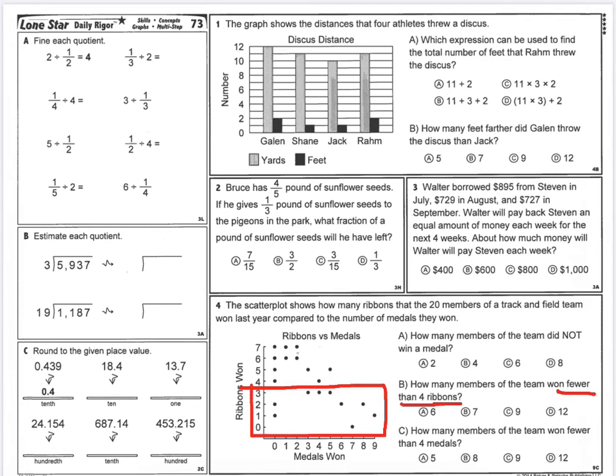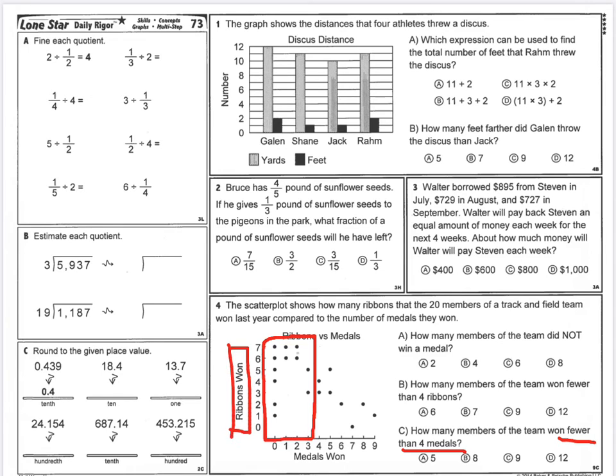Okay. And the last one says how many members of the team won fewer than 4 medals. Now we're looking at the fewer than 4 medals. Okay, you're going to count those up, and that's your answer. That's why scatter plots are always showing you, remember, 2 sets of data. Ribbons 1, medals 1. Scatter plots will always show you 2 different sets.